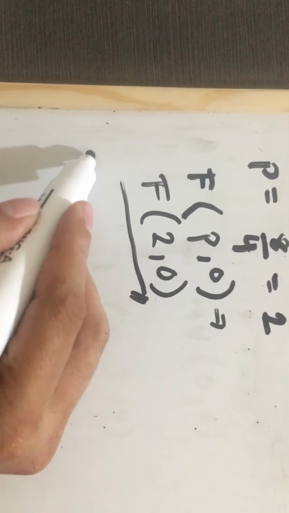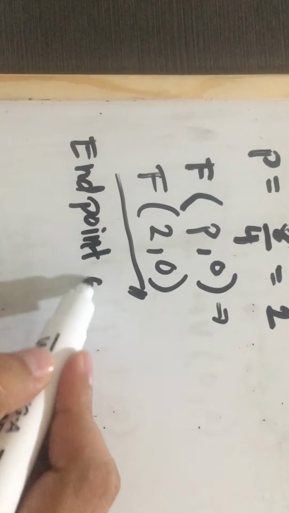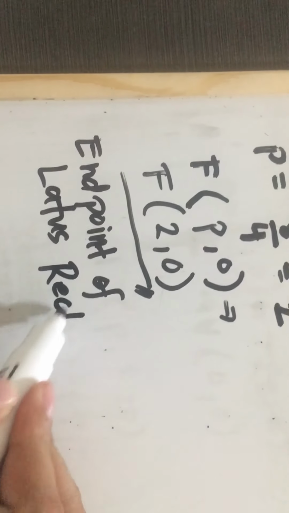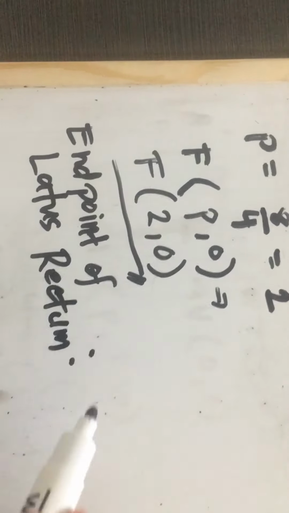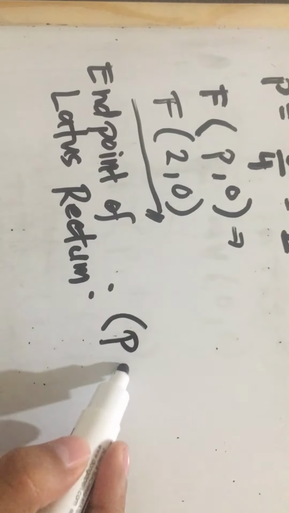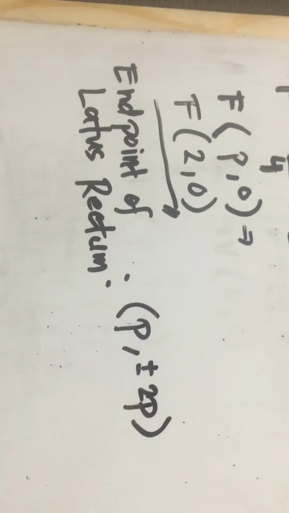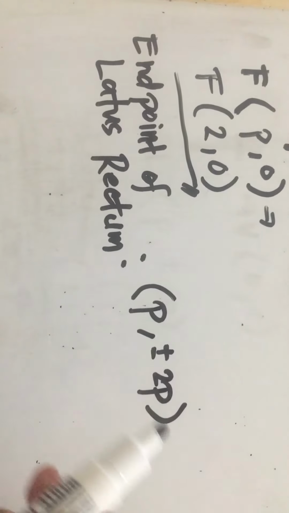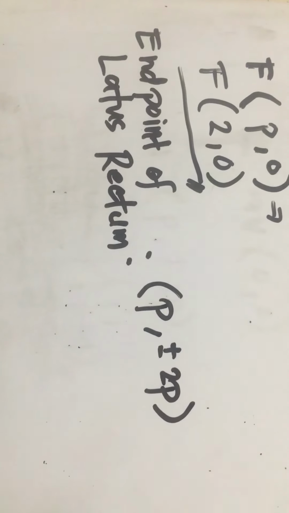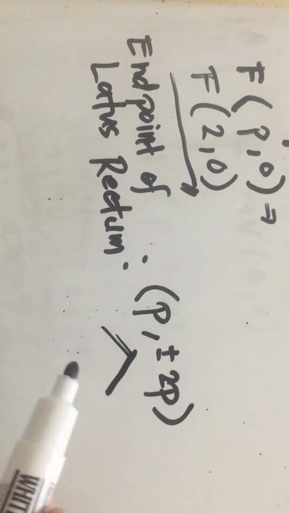To find the endpoints of the latus rectum, we need the following formula: p, comma, positive negative 2p. Please do remember that the endpoints of the latus rectum are actually coordinates. So these are 2 points, and therefore we can break it down.